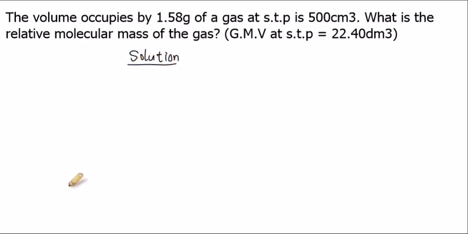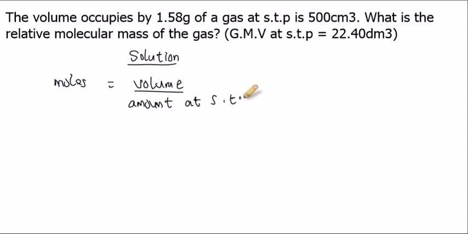To attempt the question above, we'll be making use of the formula that says moles equals volume divided by amount at s.t.p. So what we are doing here is to determine the number of moles of the gas. Meanwhile, the question is that we should determine the relative molecular mass of the gas, but we are still coming there. The first thing we want to do here is to find the number of moles of the gas itself before we then proceed to determine the molecular mass of the gas.